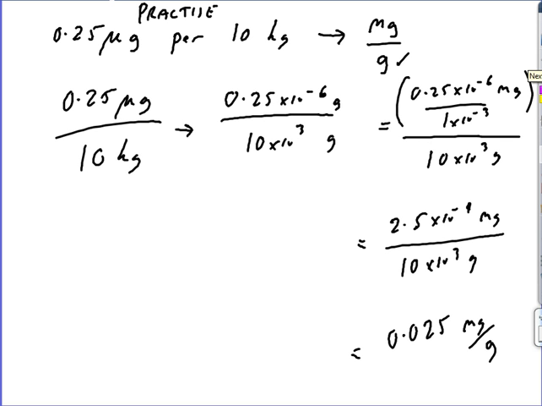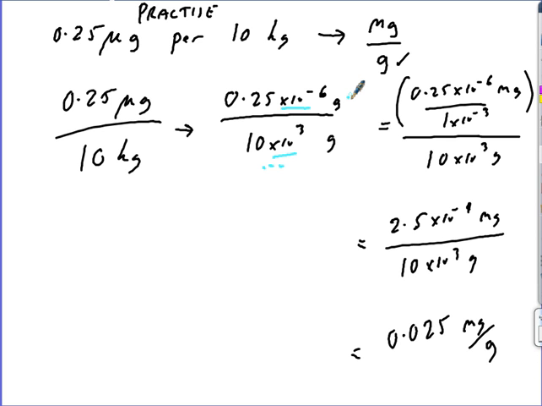Okay, looking at that, 0.25 micrograms per 10 kilograms. Once again, change them both to the base unit of grams, so replacing the micro with times 10 to the minus 6 and replacing the kilo with times 10 to the 3. So now we've got 0.25 times 10 to the minus 6 grams per 10 times 10 to the 3 grams. But now we've got to convert this top line into milligrams.